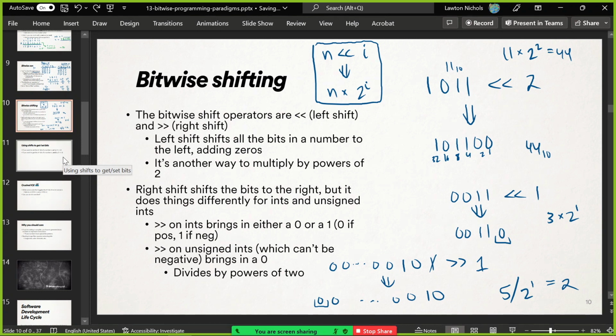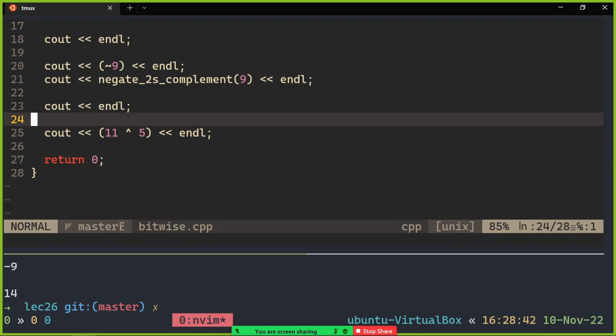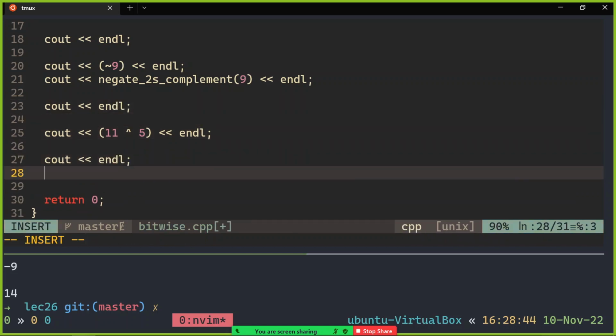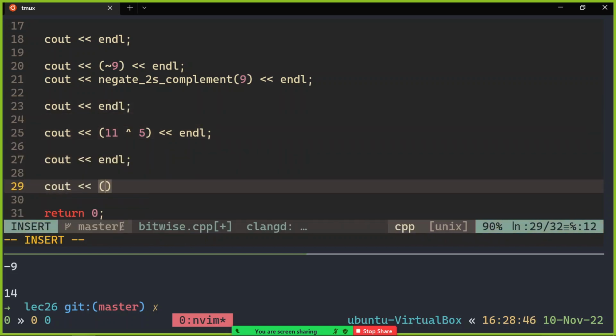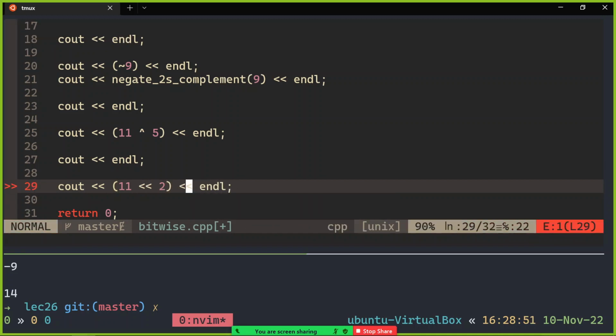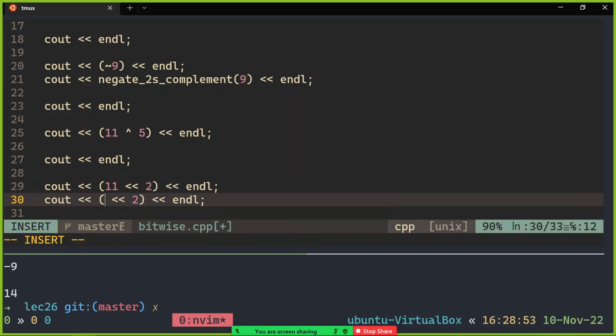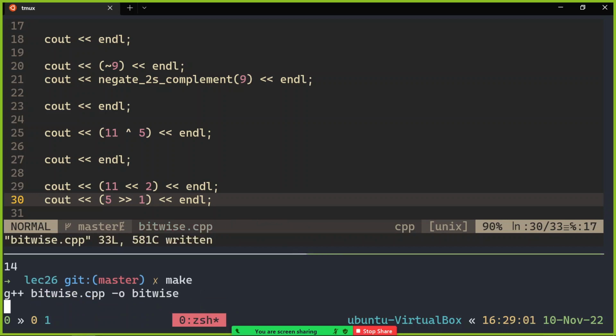That's all that I really wanted to say there. A very, very nice thing that you can do. Okay, let's do these examples first. So what did we just do? We did 11 left shift by 2, and we did 5 right shift by 1. And that gave us 44 and 2.